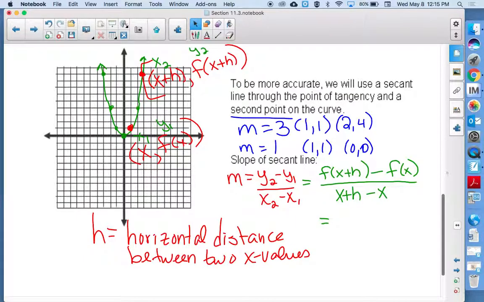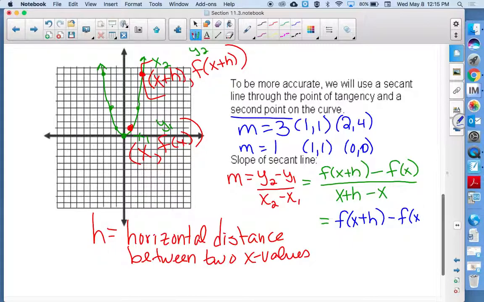What do you get? David, what do you get? It's going to just be over h. That's the difference quotient.